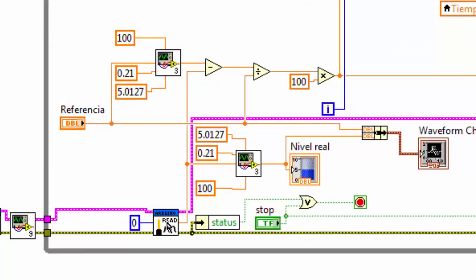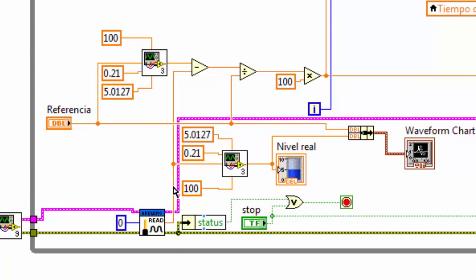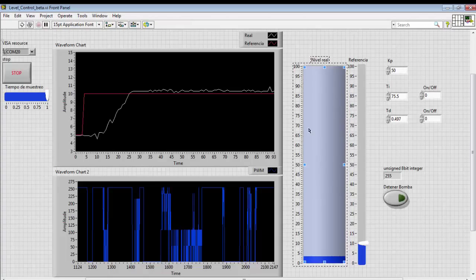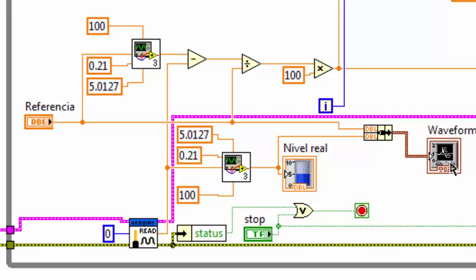the signal of the sensor, of the level sensor, and this signal we rearrange to the 0 to 100 range to show it in the tank level, that is this, and in the chart.